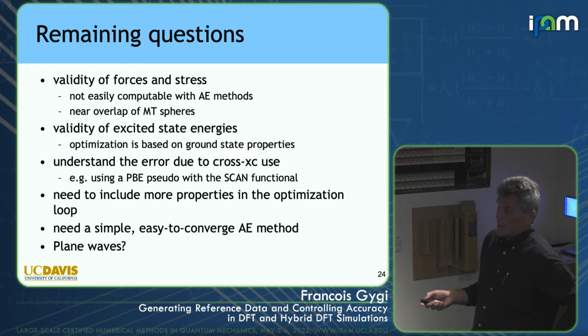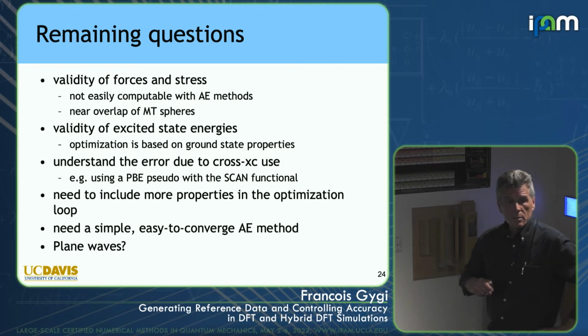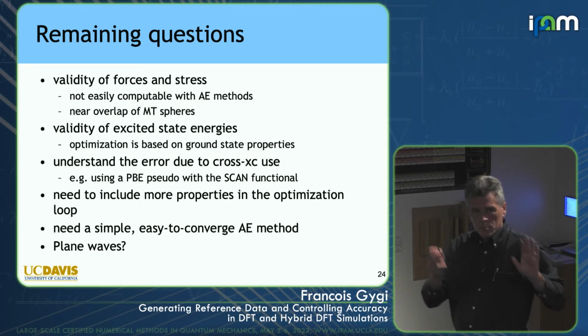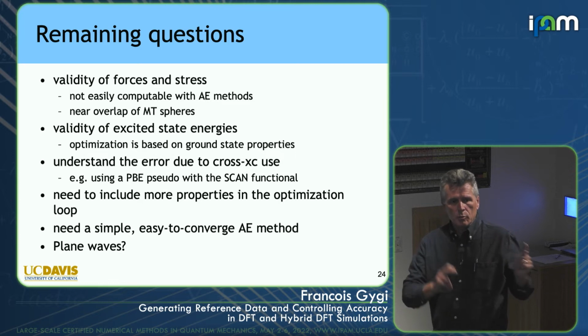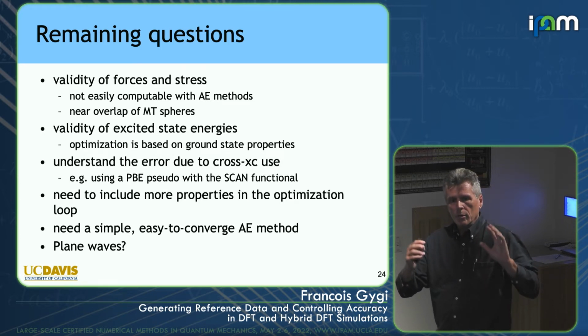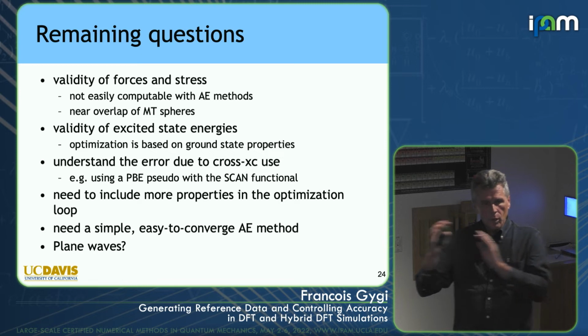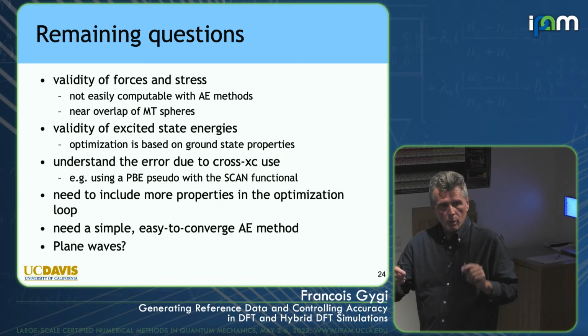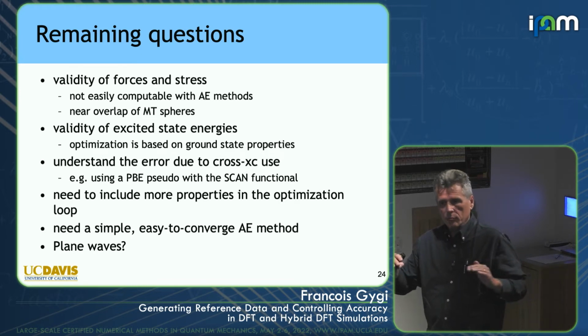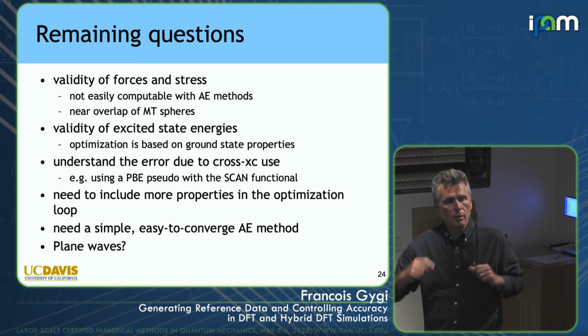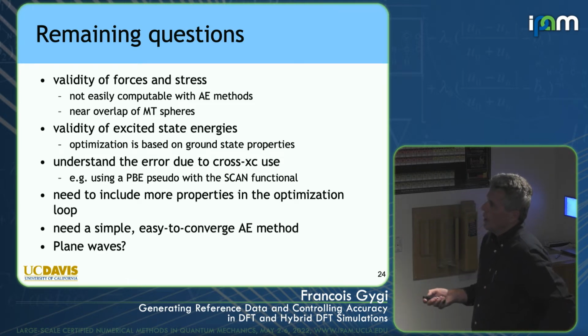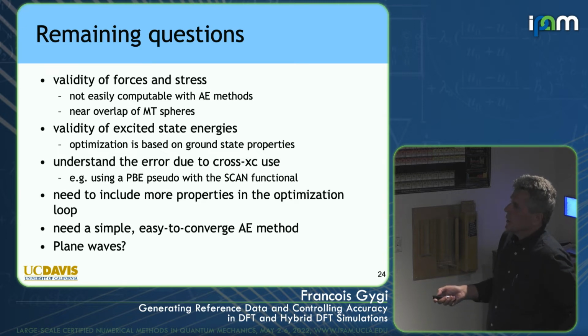What about excited state energies? Are these pseudopotentials going to be able to describe band gaps properly, for instance? And by properly here, let's remember, we're not talking about comparing to experiment. We're talking about the comparison of the pseudopotential calculation to the all-electron calculation for a given exchange correlation functional. So as bad as this exchange correlation functional is, that's what we're trying to compare, right? Well, there's also this other cross-XC error that we mentioned before. So altogether this would mean that we need to include more properties in this optimization loop, excited states maybe.